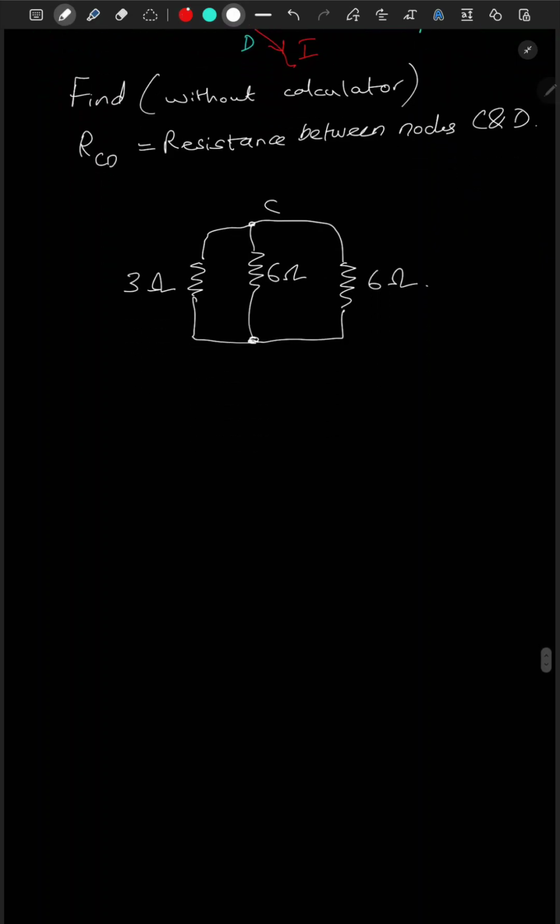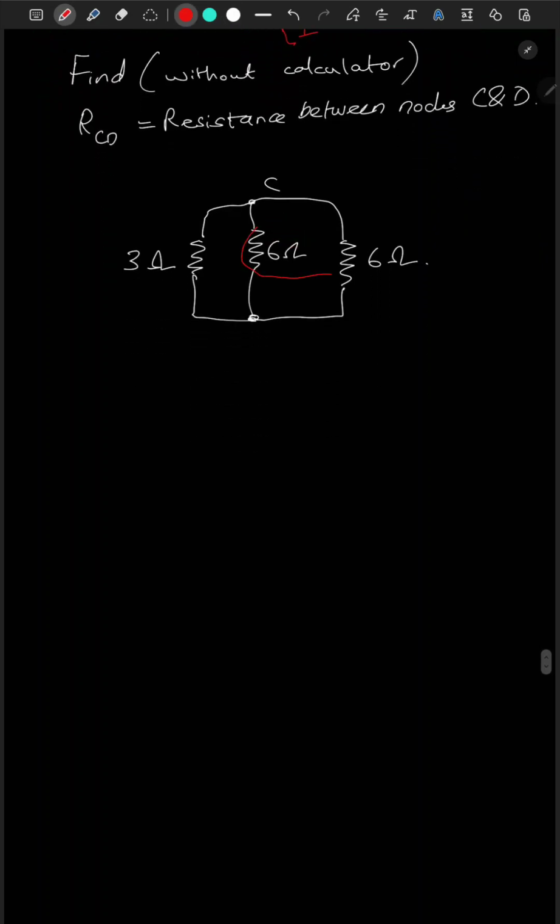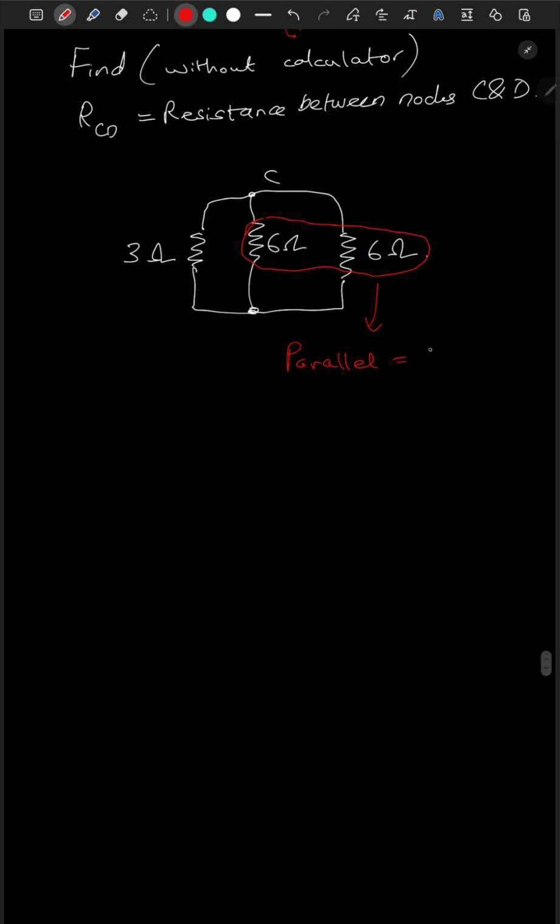First, let's take the simple one, which is the 6 ohm resistance. They are in parallel. It is just the product over the sum, which is 36 over 12, which gives you 3 ohm. So from C to D, I can just replace it by a 3 ohm, and we have another 3 ohm over here.